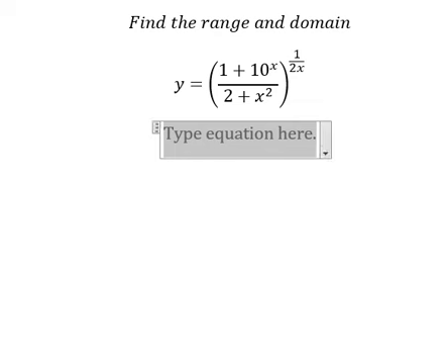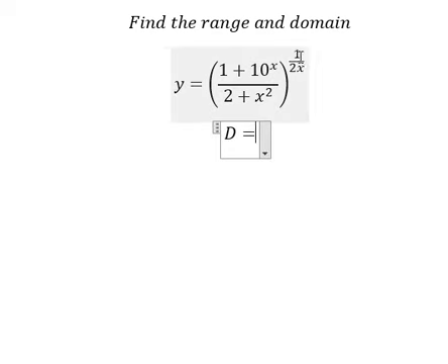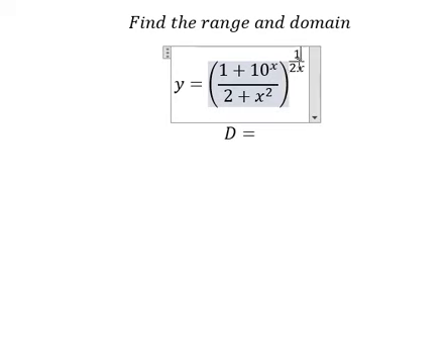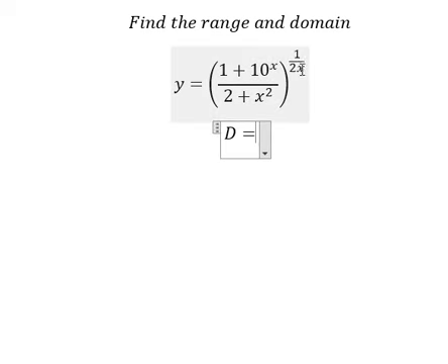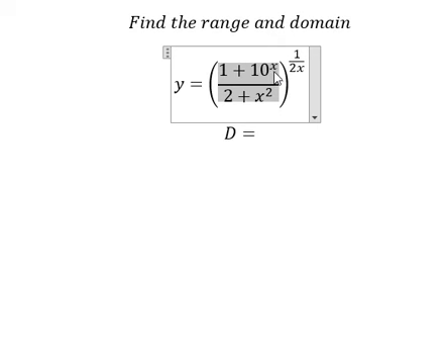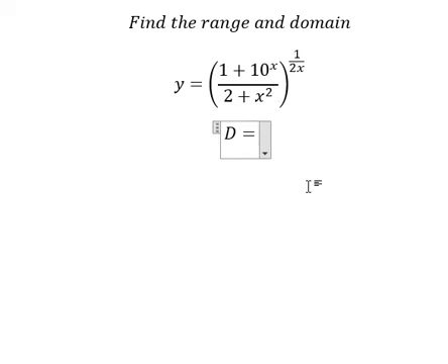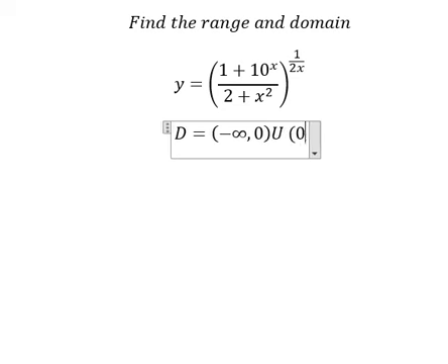If we look carefully at the power 1 over 2x in here, we can see that s cannot equal 0, and inside this one s can be any number. So in this situation, the domain should be from negative infinity to 0 and from 0 to positive infinity.